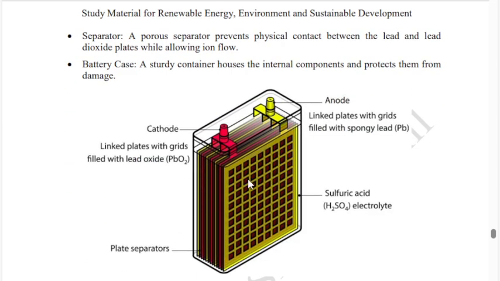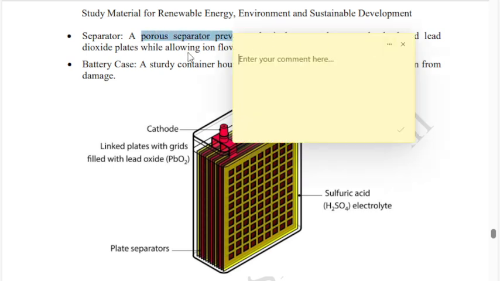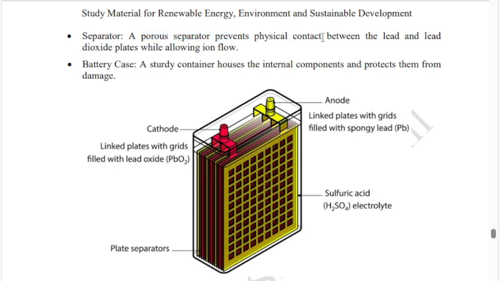Then the separator. We keep a plate of lead as well as another plate of lead oxide close to each other. They should not touch each other. If they touch each other, then a short circuit will happen. So a separator is needed, and it should be porous so that ions can pass through it. Therefore, a porous separator prevents the physical contact between the lead and lead dioxide plates, but allows the movement of ions.